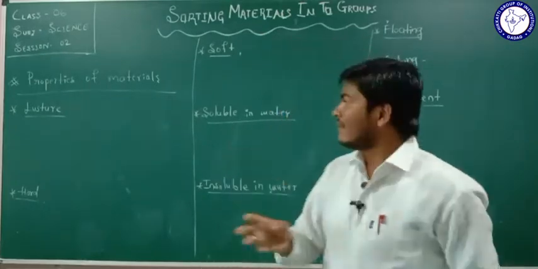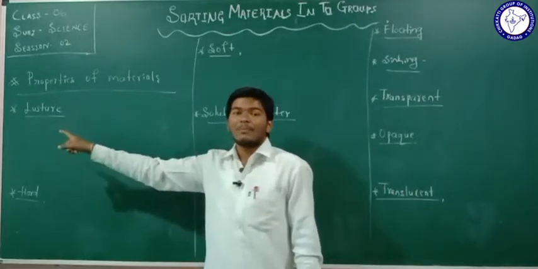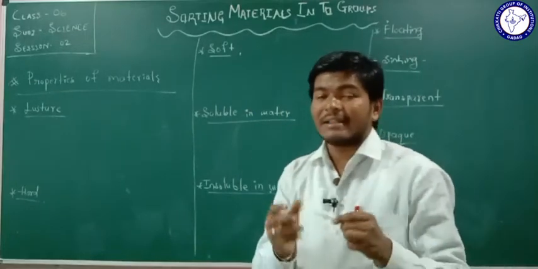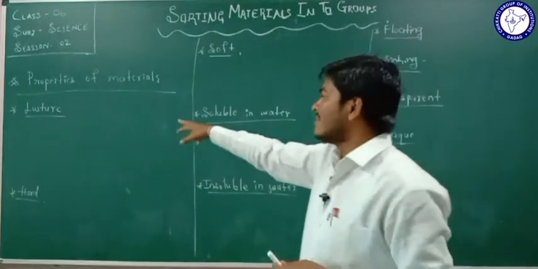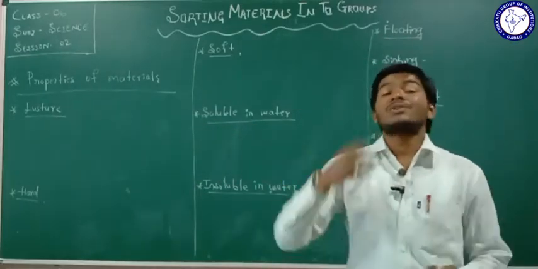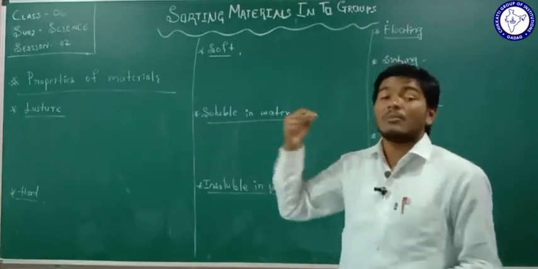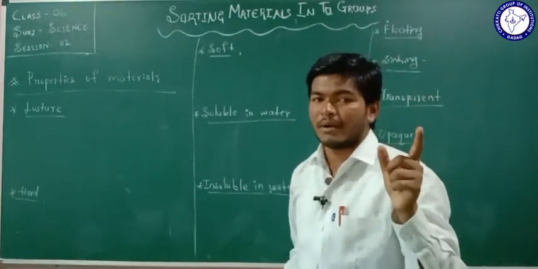That is the first property. Here I am considering luster. When we cut the materials, the cut part has a shining property, and that is known as the lustrous property. Luster means shining. So which materials have the lustrous property? Almost all metals have the lustrous property.